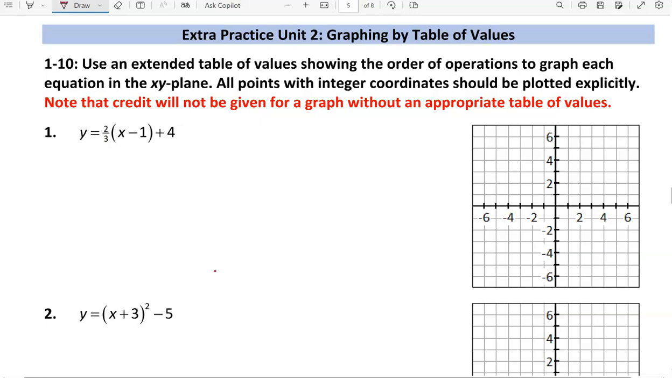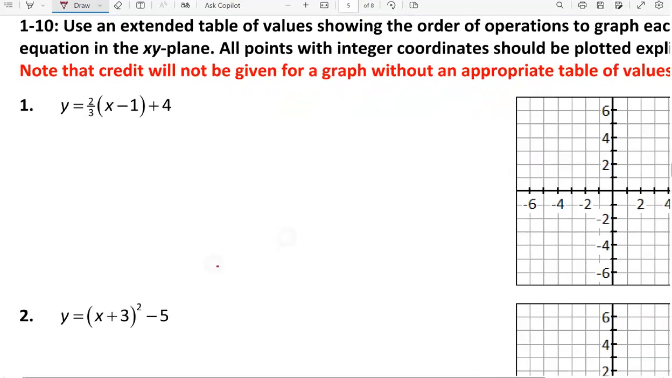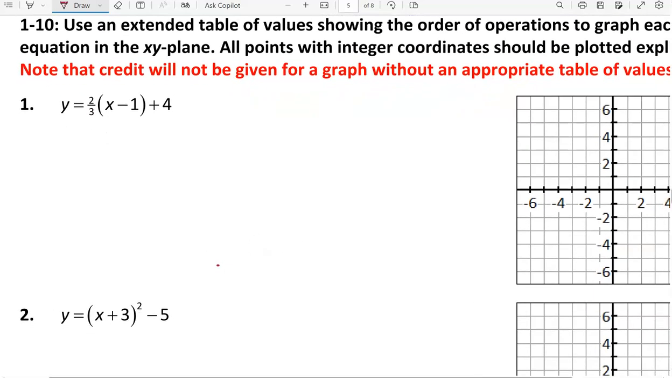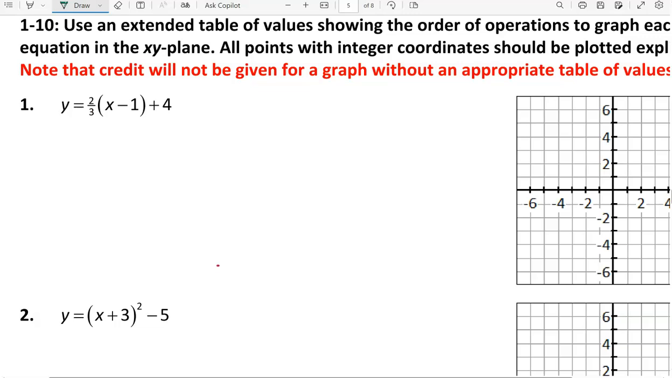Here is a walkthrough of the extra practice for Unit 2, graphing by a table of values. So we're going to use an extended table of values to calculate each y value. Just to clarify what needs to be done here, we're using this equation, and I'm going to forego making the table of values the first time, but I'm just going to give you a certain x value.